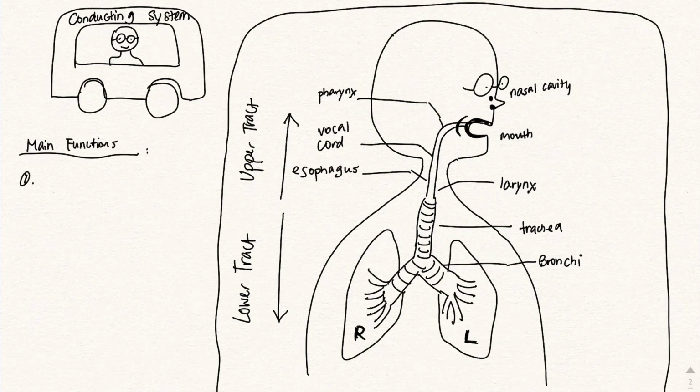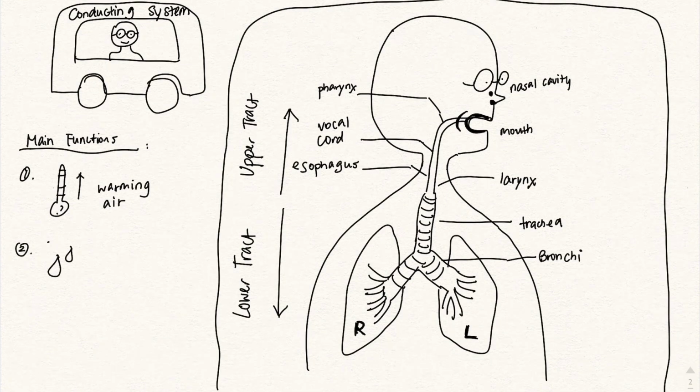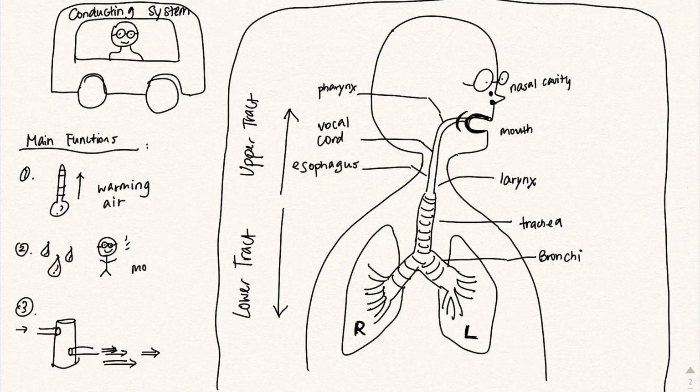bronchioles, and alveoli. The main functions of this system are, first, to warm air to maintain body temperature and homeostasis. Second, to add water vapor to create moisture throughout the body. And lastly, to filter out materials from the foreign environments.